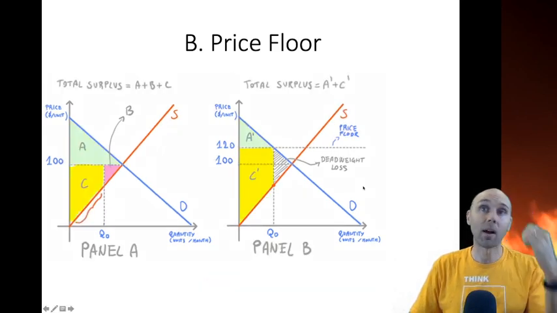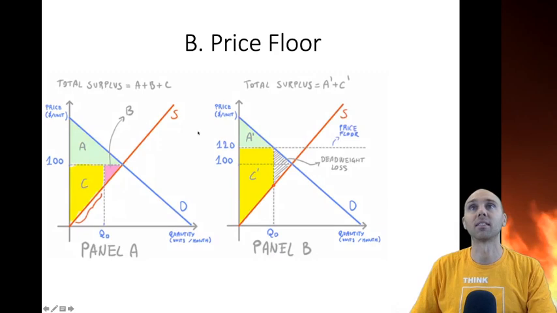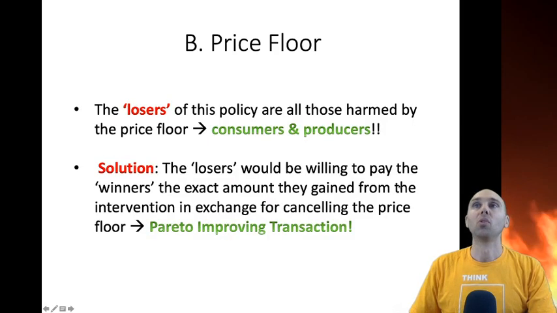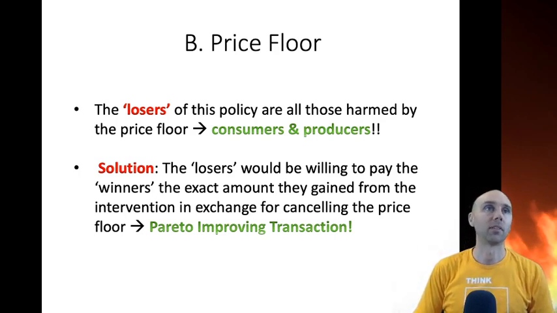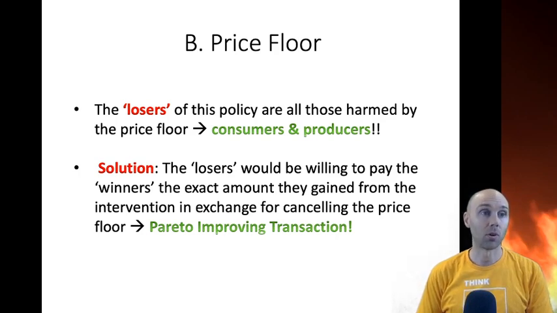And by adding things up here, we can see that the total surplus was A plus B plus C, and now we're down to A prime plus C prime. So the losers of this policy are all those who are harmed by the price floor, definitely the consumers, but also the producers to some extent, particularly those who had higher willingness to accept, or essentially higher marginal costs, which are going to be those smaller producers.